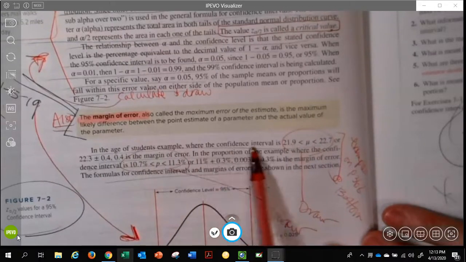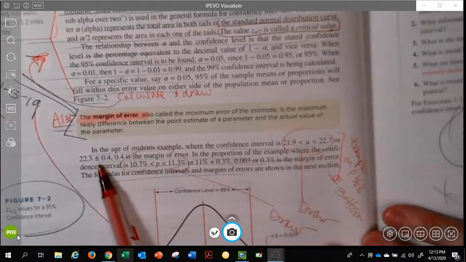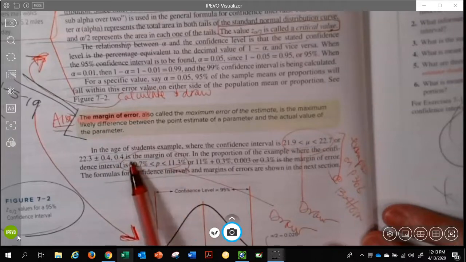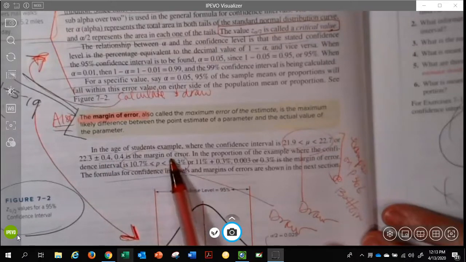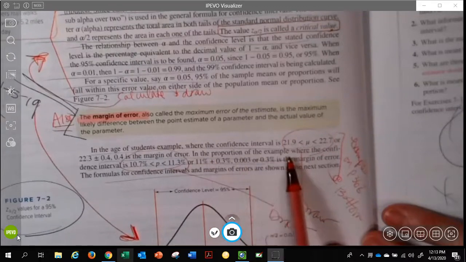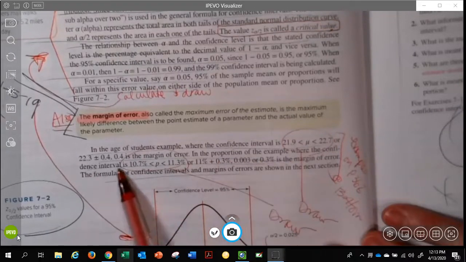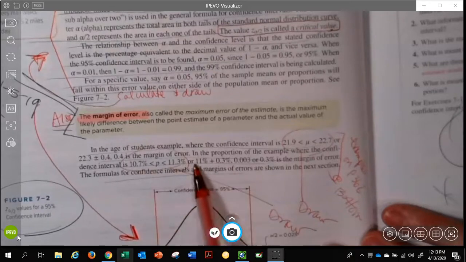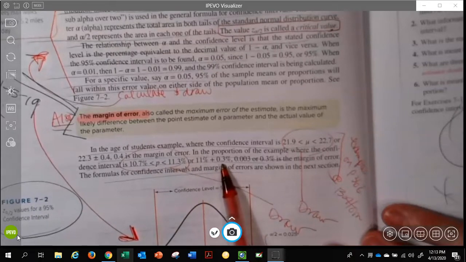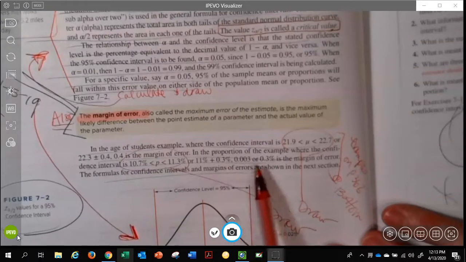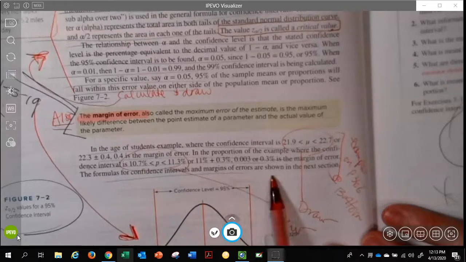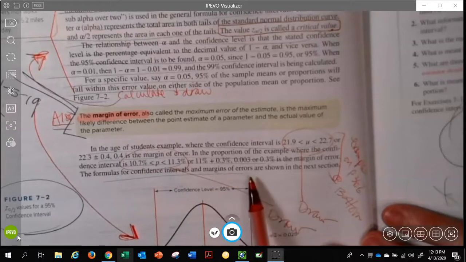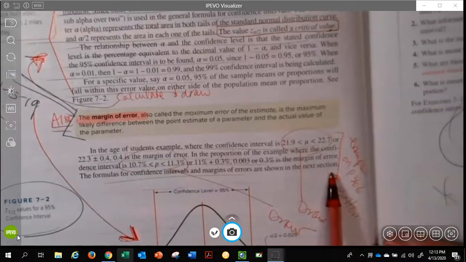In the age of our students, where we had a confidence interval, or it was written this way, it is the 0.4, this add-on or subtract-on part, is the margin of error. In the proportion example where the confidence interval is this, or it was written this way, this back-end part, the plus or minus part, is going to be our margin of error. The formulas for confidence intervals and margins of error are shown in the next section.